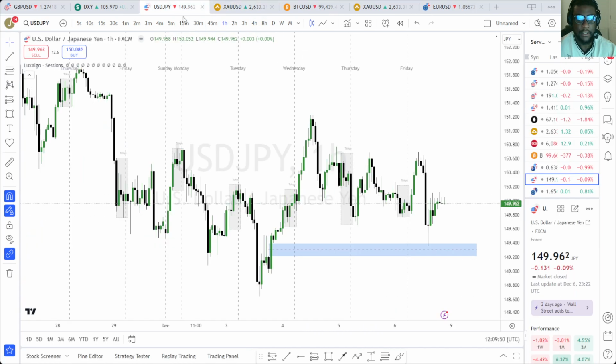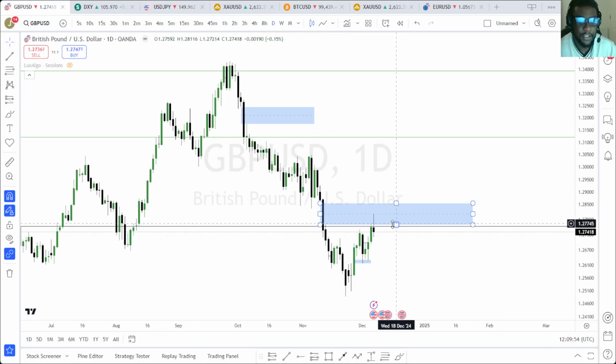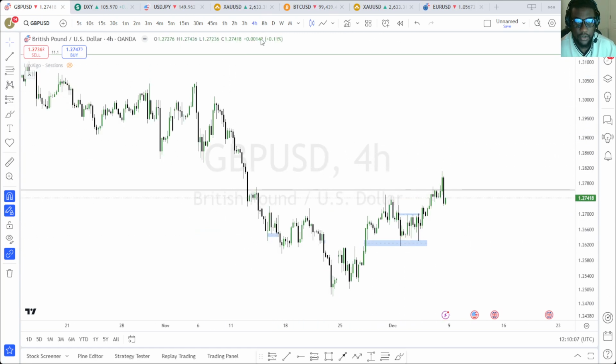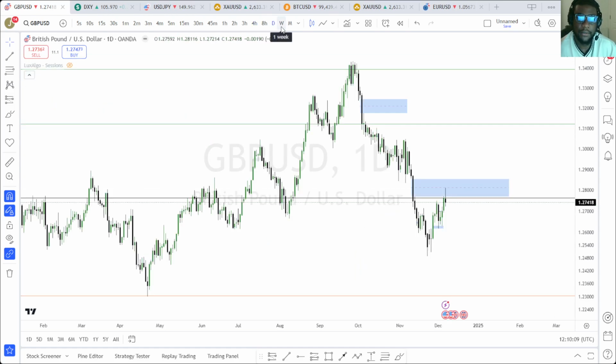Last but not least, well, actually, let's talk about GU first and come back to USD. So GU has in fact completed this move here. We had a nice imbalance play. This was talked about inside of, I believe, Monday's live stream. We had a nice little play and a continuation to the upside. So the structure is still bullish for GBP USD.